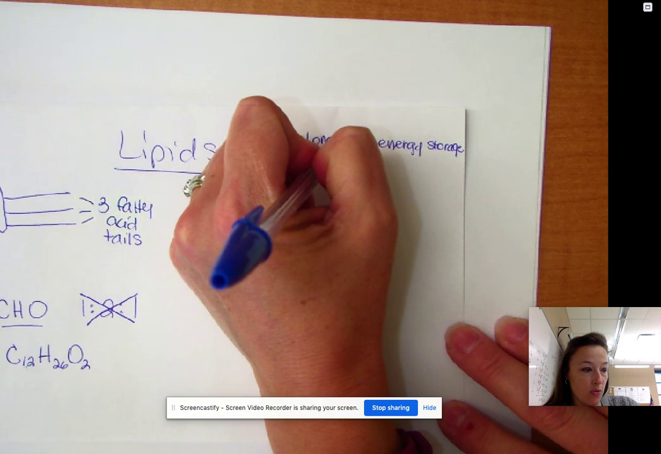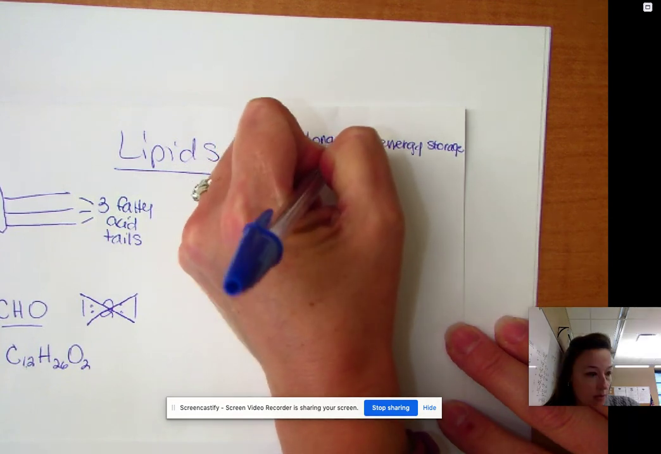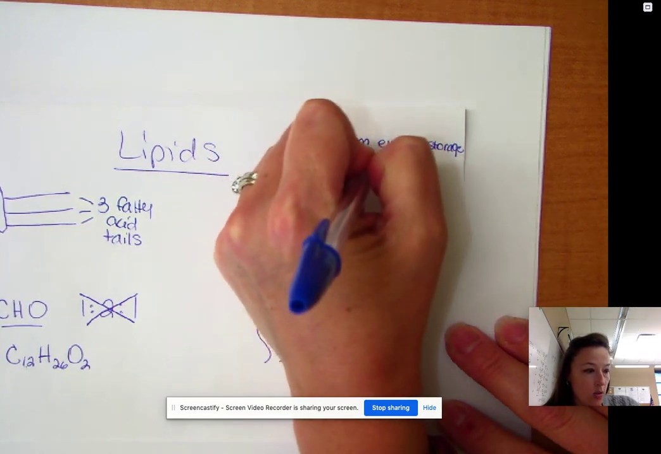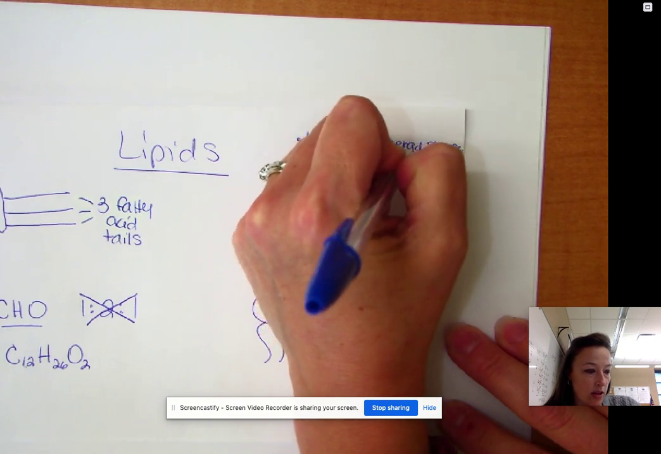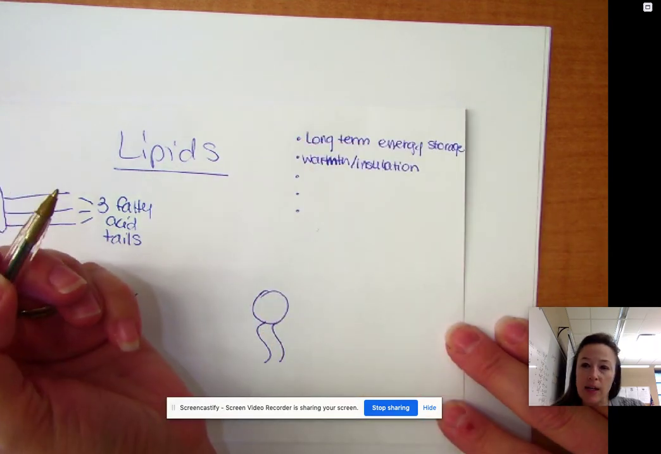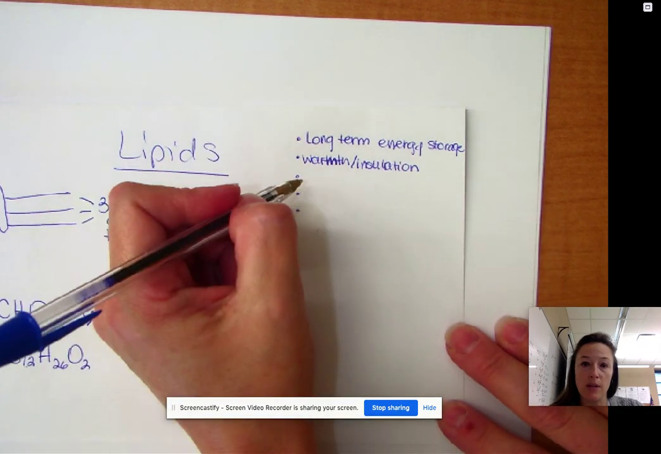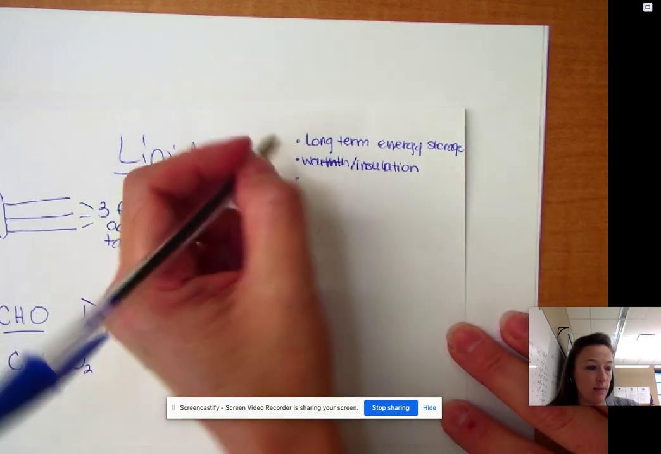Another is for warmth or insulation. Warmth or insulation. We don't necessarily do this. We use clothing for warmth, but something like a whale that has a big layer of blubber would be using it for warmth or insulation in the cold ocean.